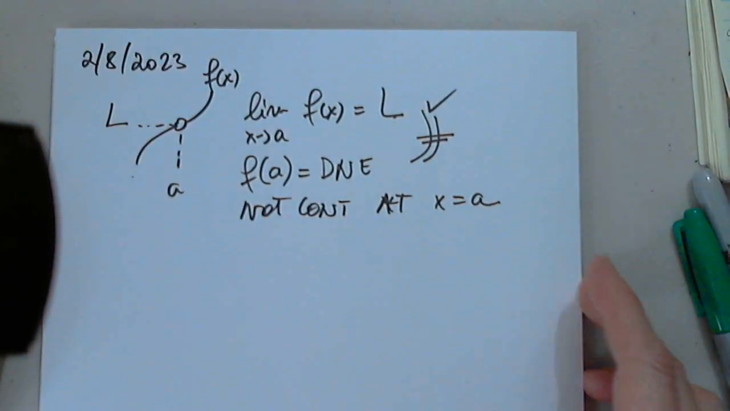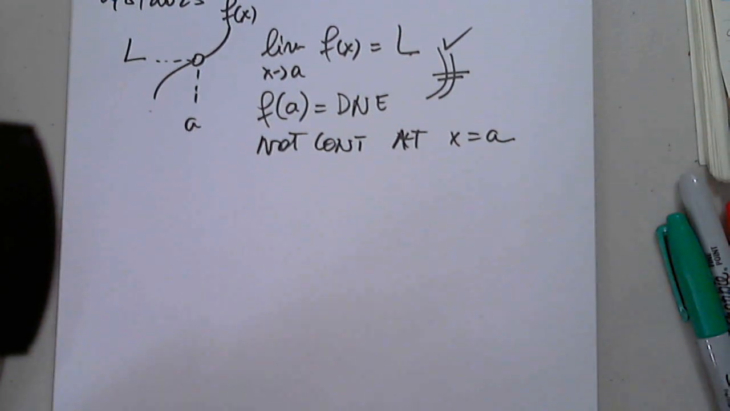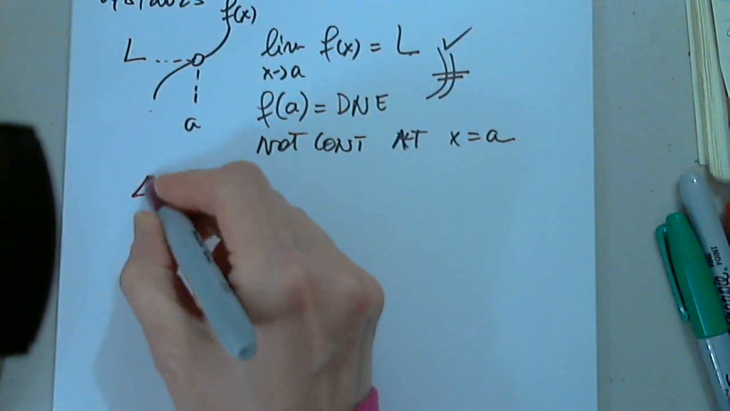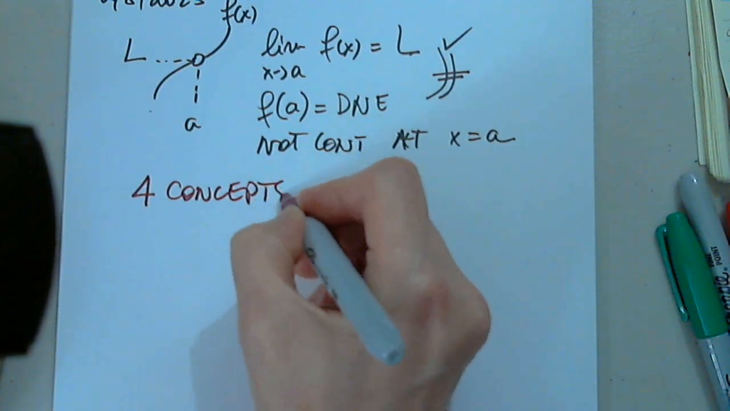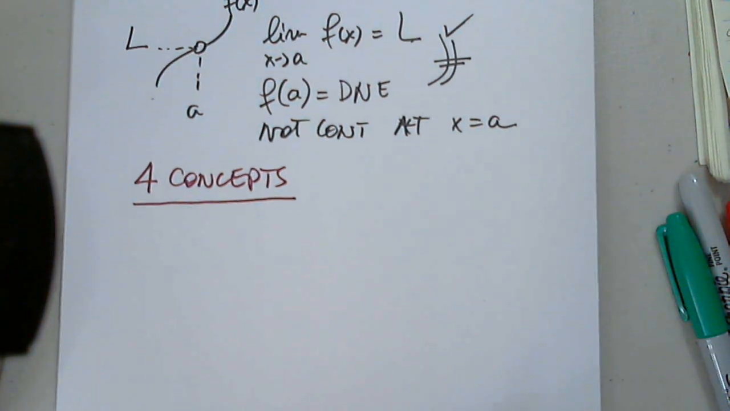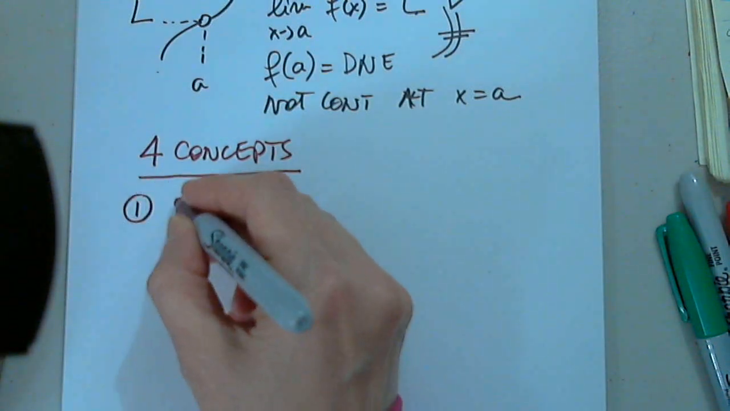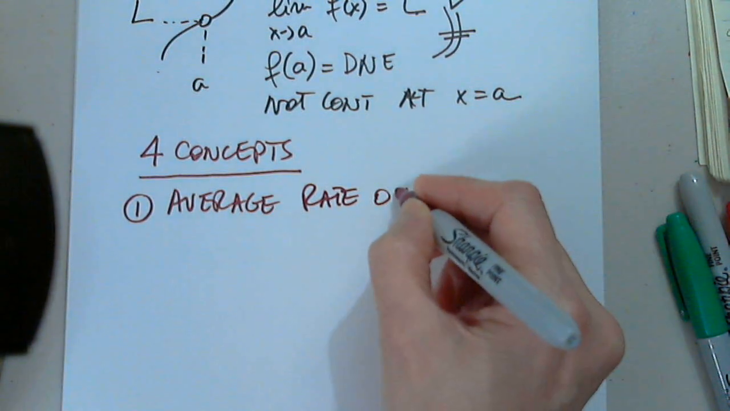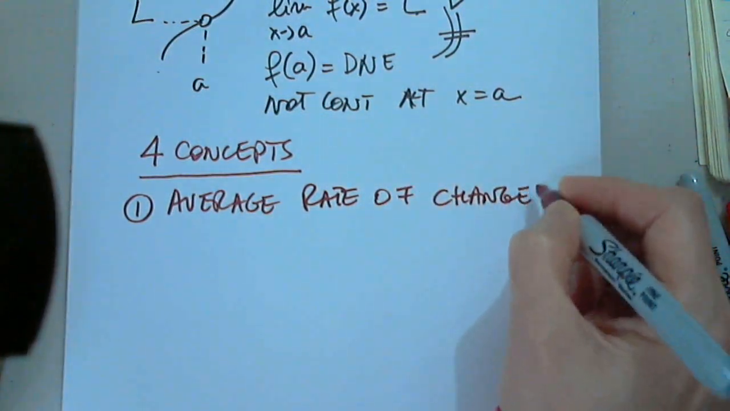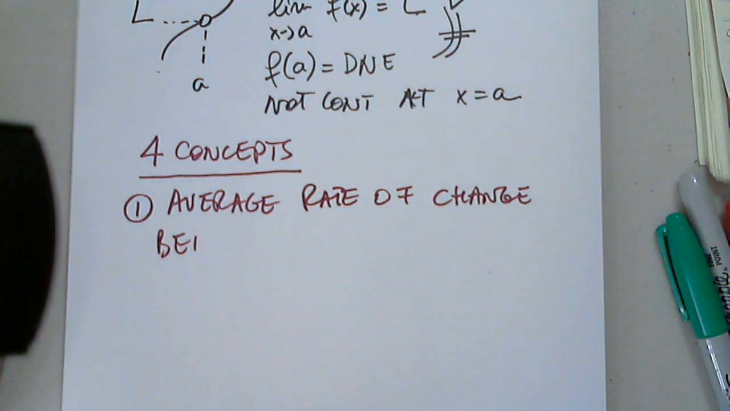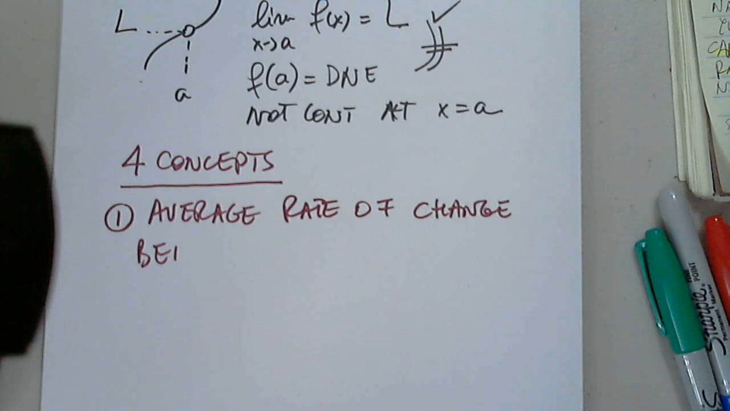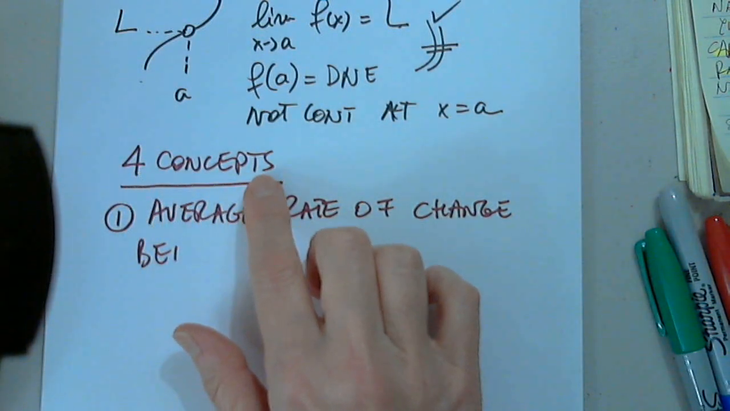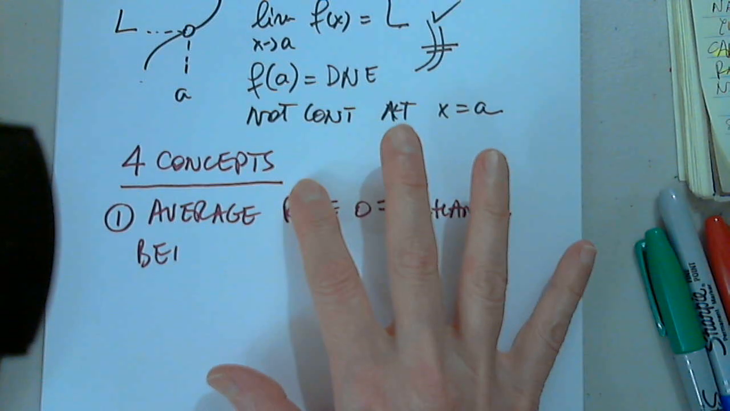Okay, before we continue tonight, I want to clarify a few concepts. There are 4 concepts that I don't want you to confuse. Concept number 1 is the average rate of change between... Professor, we can't see your screen. Thank you. So something happened and it got cut off. Sorry. Okay, so I wanted to talk about 4 concepts that are very important. I don't want you to confuse them.